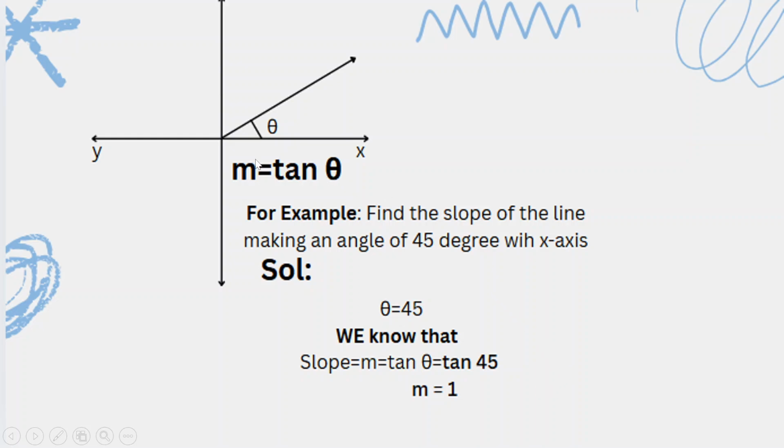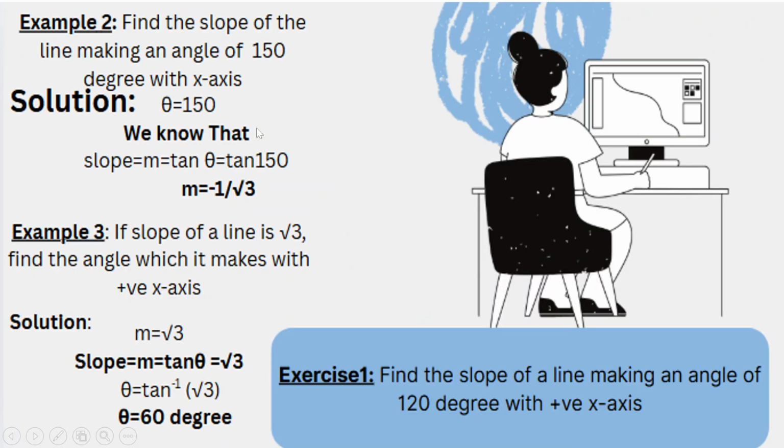Note that the slope of any line is 1 if its horizontal component is equal to its vertical component. In this case, the angle which the vector makes with the positive x-axis will be 45 degrees. Now the second example is we are asked to find the slope of the line which is making an angle of 150 degrees with the positive x-axis. So in this case theta will be equal to 150. We know that slope is equal to tan of theta, and it is tan of 150 degrees. Then the value of slope is m equals minus 1 over square root 3.